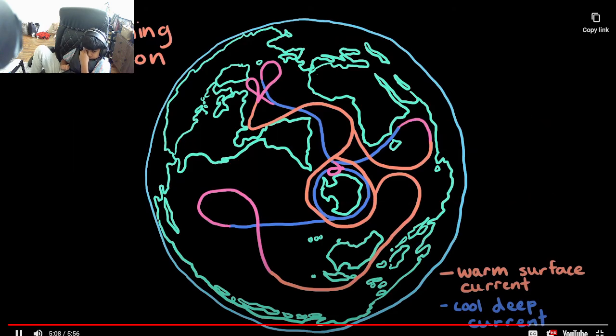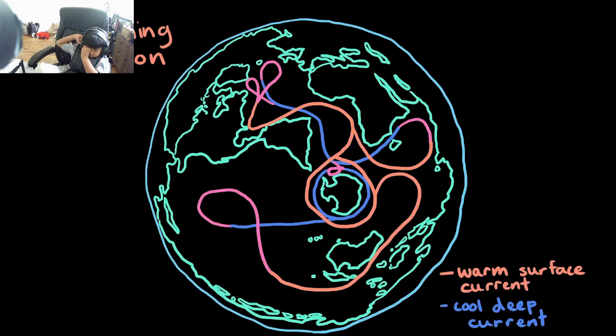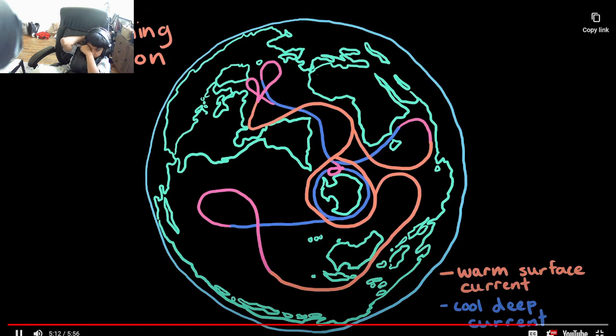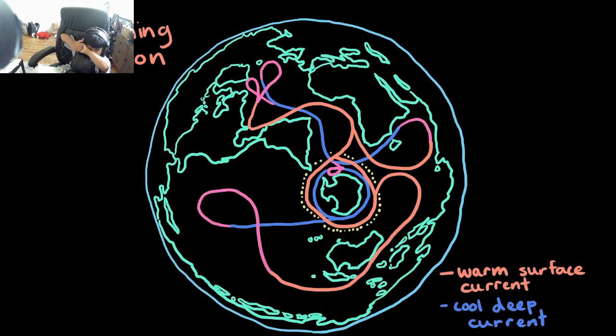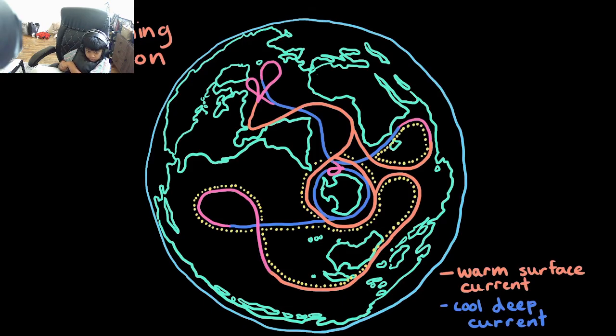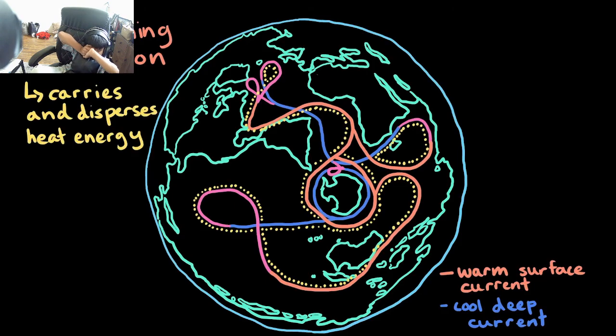Now, if you follow the currents in the overturning circulation, you can see that they flow all over the world's oceans, from the Southern Ocean around the South Pole to the Pacific, the Indian, and all the way into the North Atlantic. Like the currents in the gyre circulation, the currents in the overturning circulation also carry and disperse heat energy all around the world.